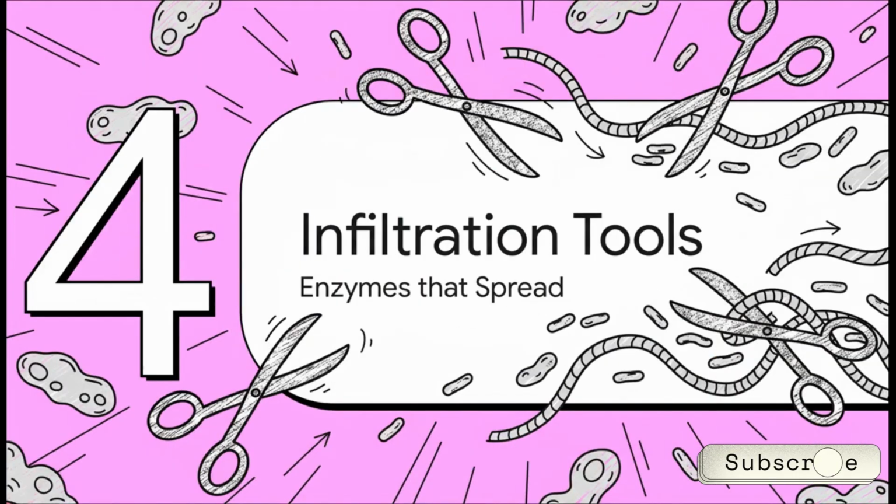And that brings us to our final category, Section 4, infiltration tools. You can think of these enzymes as the bacterium's molecular scissors. They just go around breaking down our tissues to help it invade deeper and spread farther.